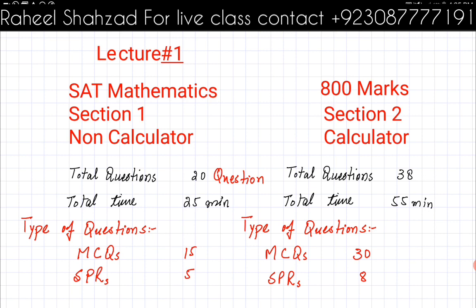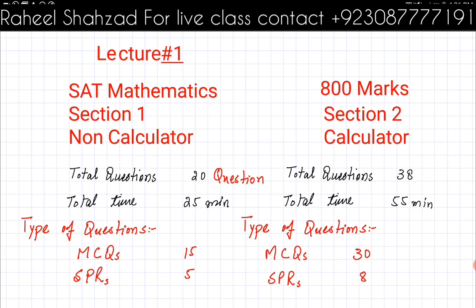Okay, let's discuss the type of questions. What type of questions would be there in SAT exams? There are basically two types of questions. Number one is known as multiple choice questions or MCQs. In this section, out of 20 questions, 15 questions are MCQs and 5 questions would be student produced responses. You just need to do a bit of calculations before submitting your answers.